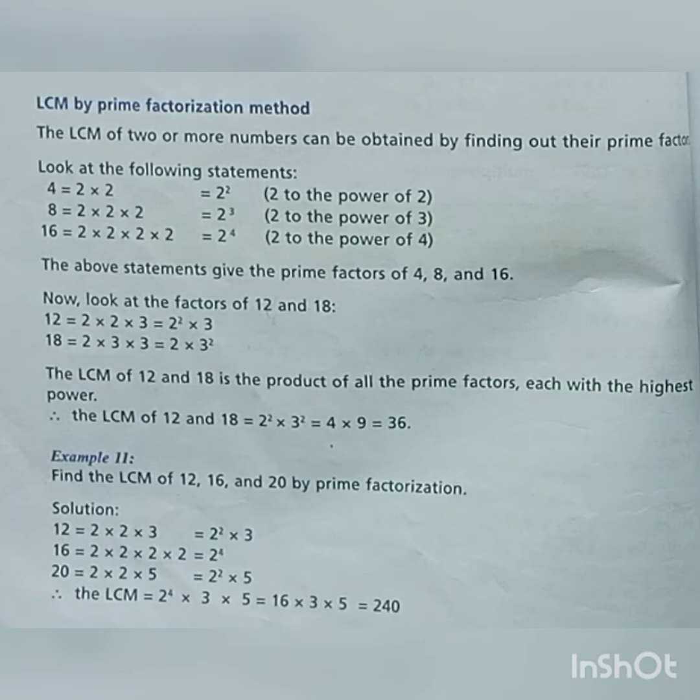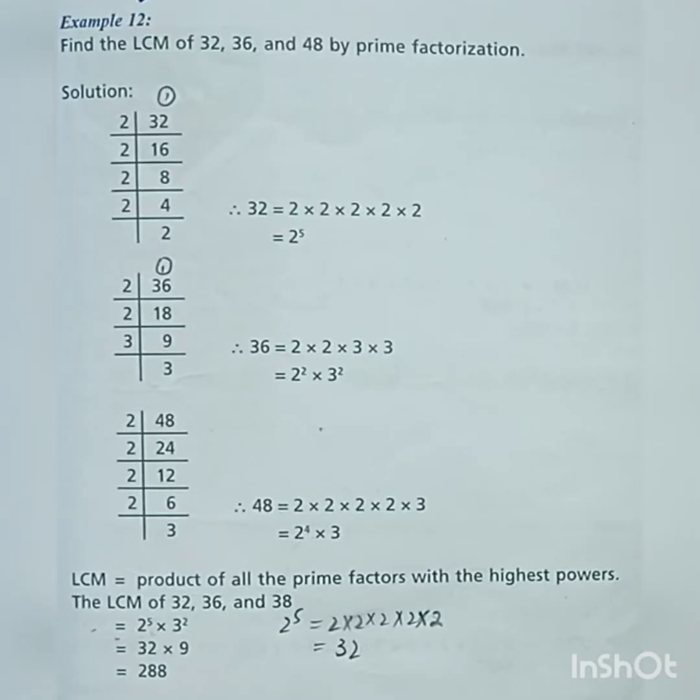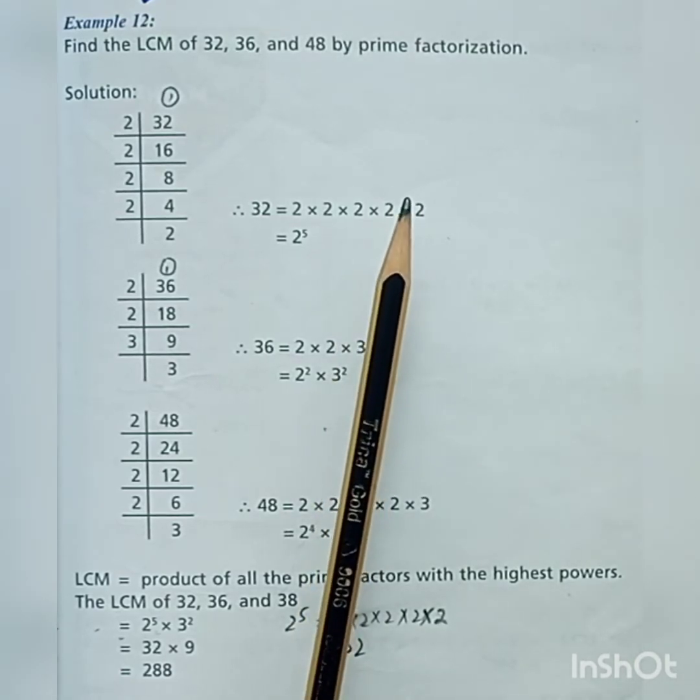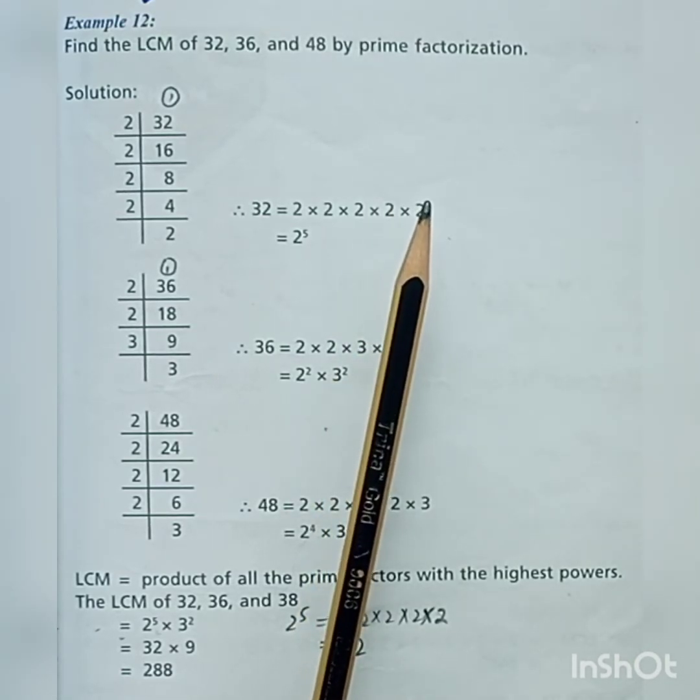There are three methods to find the LCM. The first one is the common multiples method, the second one is the prime factorization method, and the third is the division method. Find the LCM of 32, 36 and 48 by prime factorization method. The prime factorization method is the second method for finding the LCM.